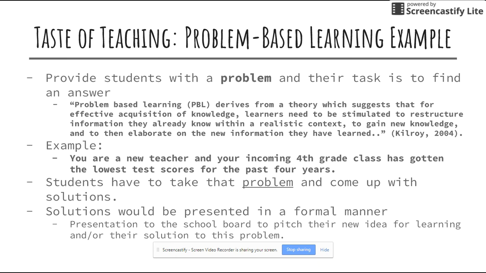So an example would be, I would provide students with this question: you are a new teacher and your incoming 4th grade class has gotten the lowest test scores for the past 4 years. That's it. Their problem is to come up with a solution. So what do you do to better the needs of your students? Obviously, in the past, their needs were not being met. The answer is not that, okay, this is just a slower group than the rest of the school. That's not an appropriate answer.